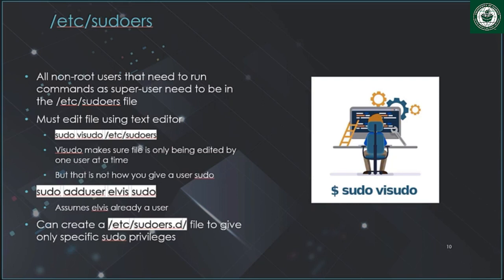In almost all regular use cases, all you really want to do is add users to sudo. And the way to do that is not editing the /etc/sudoers file, but to type a command like sudo adduser, whatever that user's name is, and then sudo. So that's right, you just add the user to the sudo group. No need to edit the /etc/sudoers file.